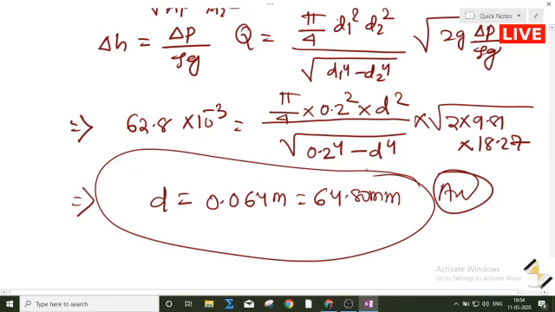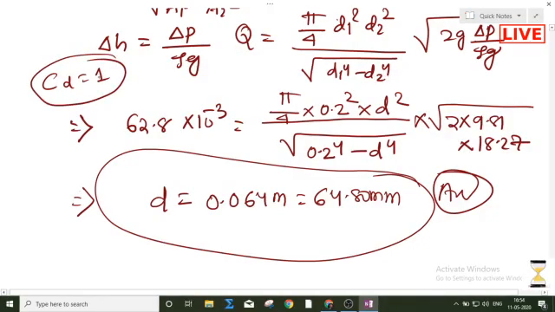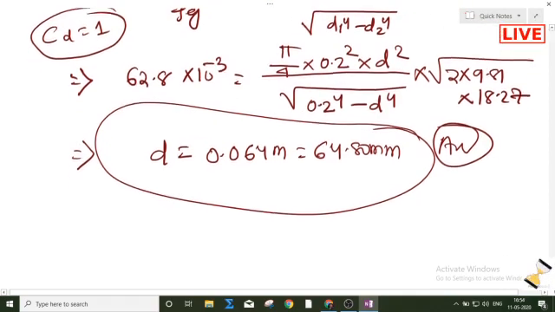CD is not given, which means you have to take CD as 1. If the coefficient of discharge is not mentioned, you have to take it as 1. If it is mentioned, then you take the given value. Okay, now we will go to the next question.